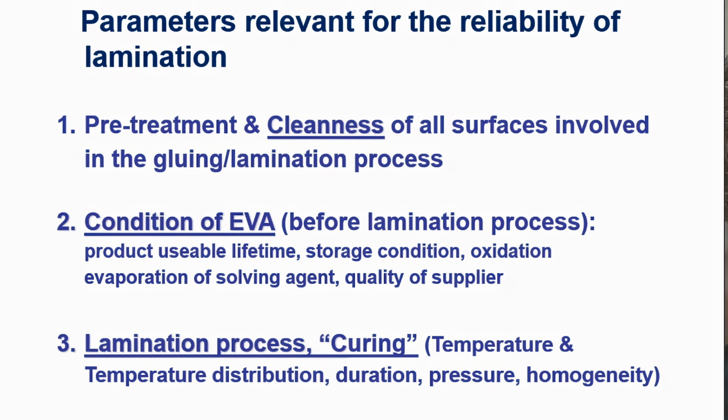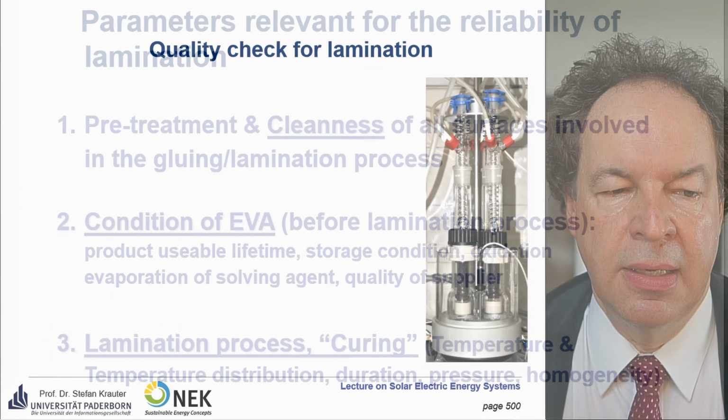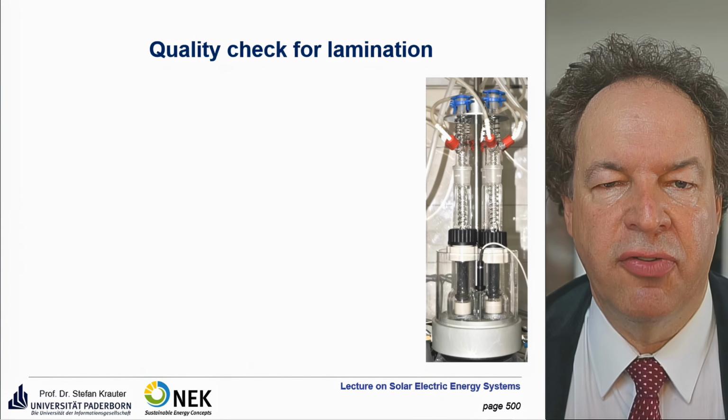Also the pressure could be wrong. As I mentioned, not only the temperature distribution, but also the distribution of the pressure. If you use a very low cost laminator, then there could be some high pressure in the middle, but less pressure on the sides, or vice versa. Check for lamination, quality check for lamination.